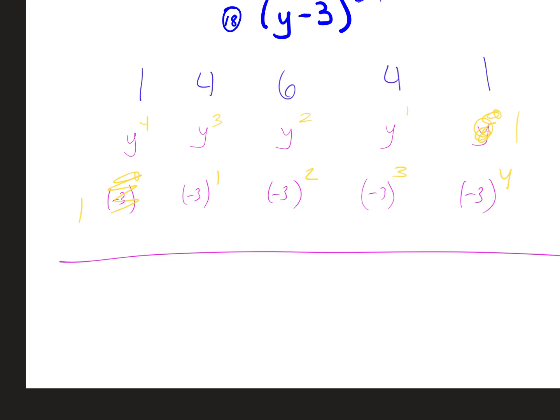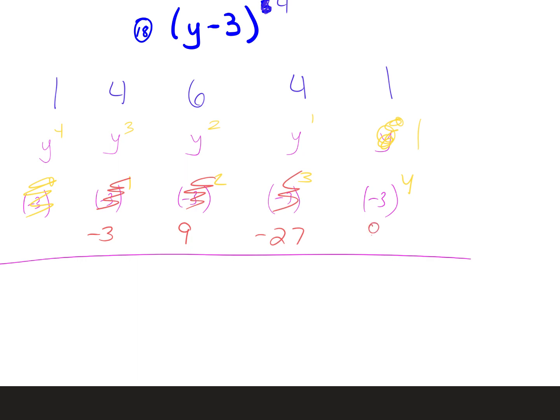So I'm going to rewrite this as just negative 3. This is going to be positive 9. This is going to be negative 27. This is going to be positive, what, 81?